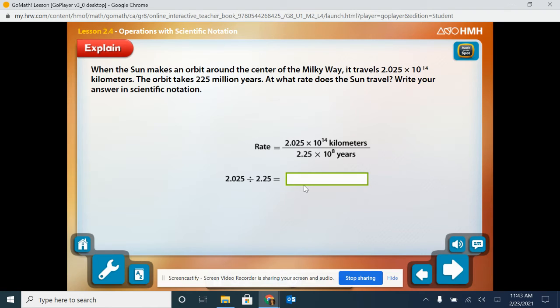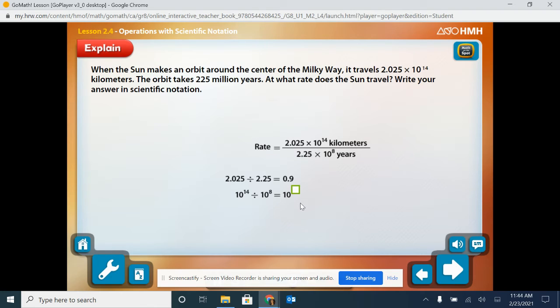To divide two numbers in scientific notation, divide the multipliers first. Okay, so I'm going to divide. And remember, on your calculator, you put first 2.025, and then you press divided by 2.25. So when I divide that, I get 0.9, okay? Great! 2 and 25 thousandths divided by 2 and 25 hundredths is equal to 9 tenths.